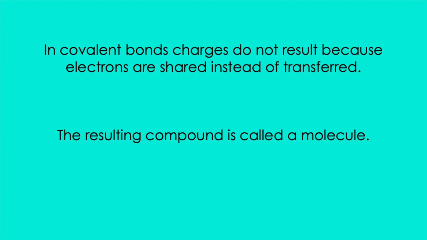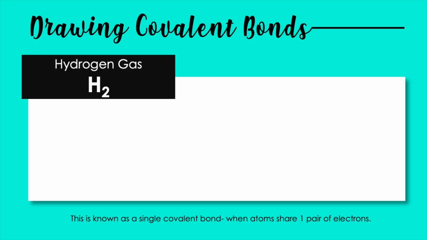There will not be any charges because electrons are shared instead of transferred. And the resulting compound is called a molecule. That's another little review for you. Now we're going to look at drawing covalent bonds. Don't forget ionic, but this is covalent. This is going to be different. Don't confuse the two. Covalent bonds happen between one or more nonmetals.